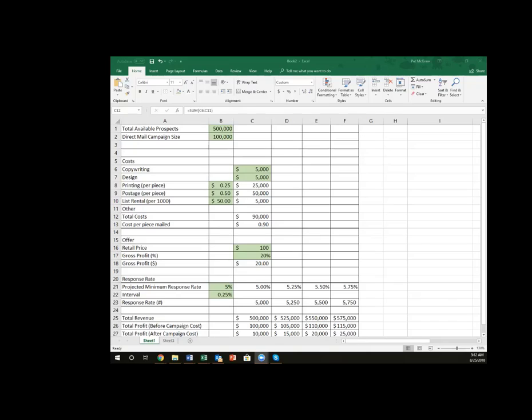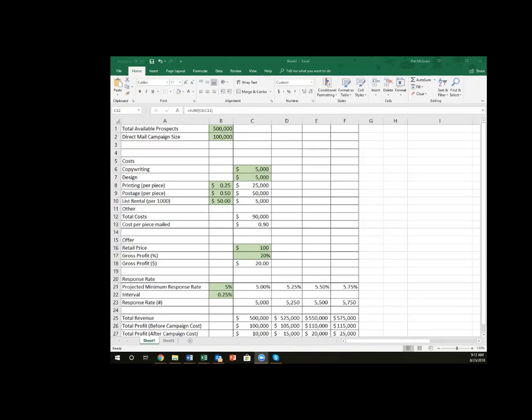And then down here, it'll calculate the revenue, the $100 times the number of people who bought, $500,000. 20% of that is your total profit before the campaign cost, $100,000. And then your total profit after campaign costs, that's the $100,000 minus the campaign cost that's up here on line 12 of $90,000, leaving you $10,000.